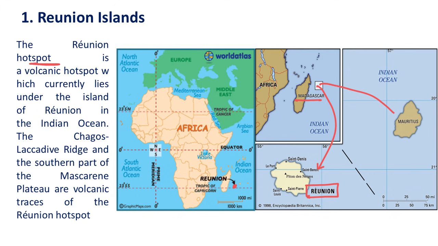This is a volcanic hotspot region in the Indian Ocean. This is located on the Chagos Lakkadiv Ridge and the southern part of the Mascarene Plateau, important Mascarene Plateau, which are volcanically highly active. This area is known as Volcanic Plateau region. Reunion Island is part of Indian Ocean region belonging to France. That's why in many of the Indian Ocean region committees, France is a member.